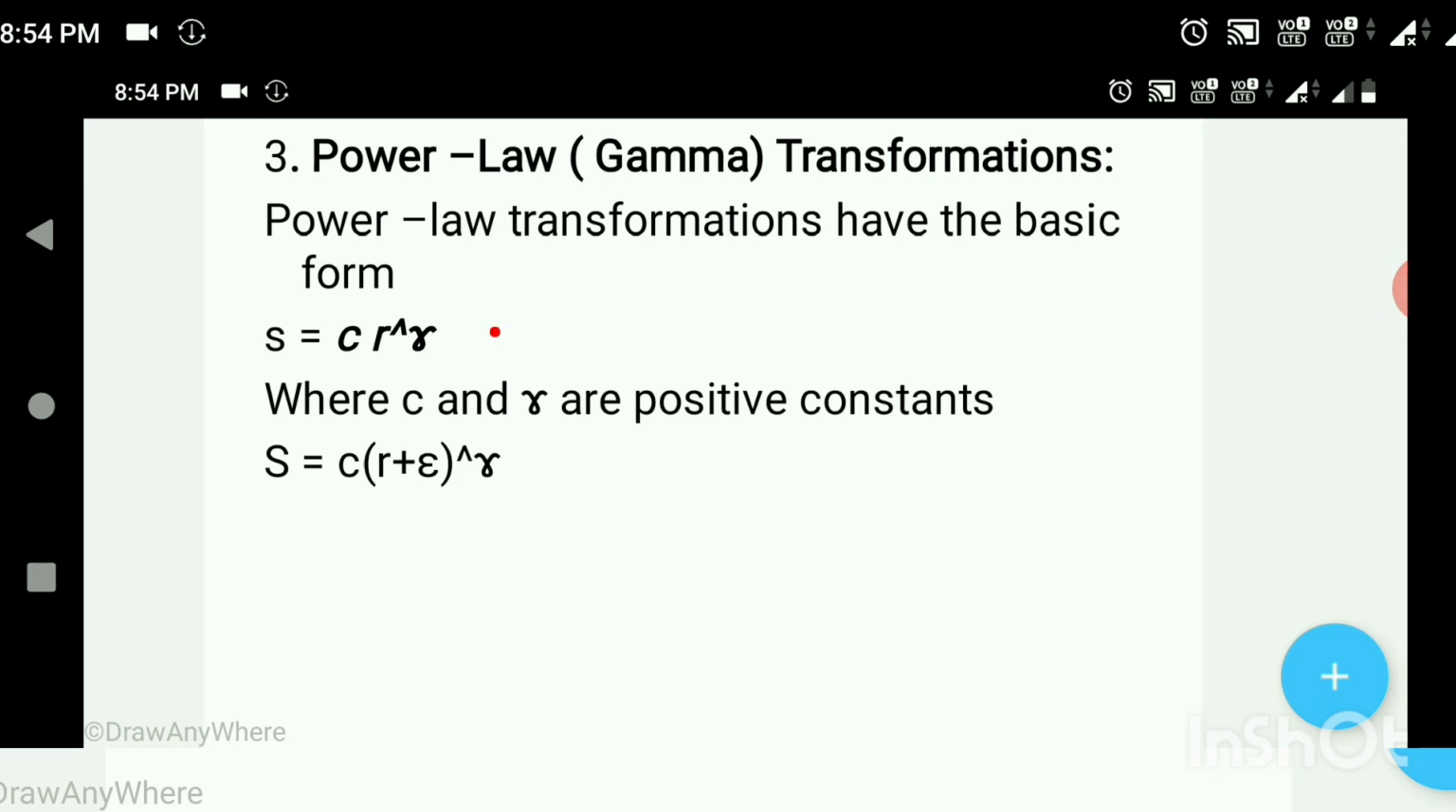The power law transformation has the basic form S equals C times R raised to gamma, where C and gamma are positive values. The plot of S versus R is shown here. It can also be written as S equals C times (R plus epsilon) raised to gamma, where epsilon is an offset value added wherever the input is R equal to 0.